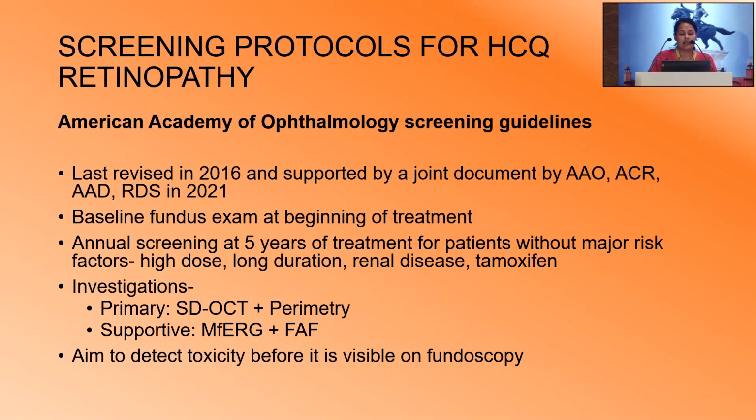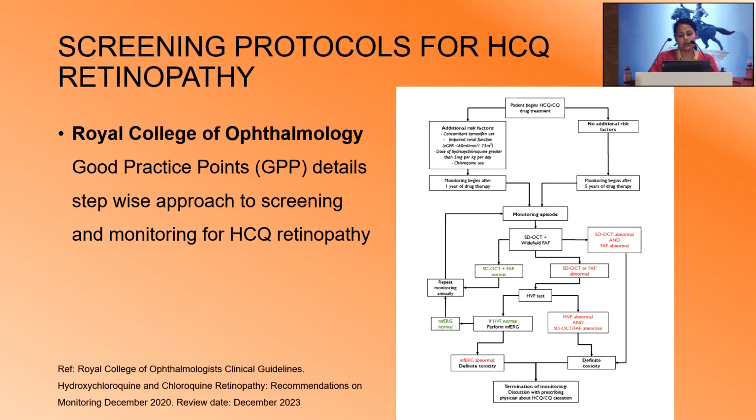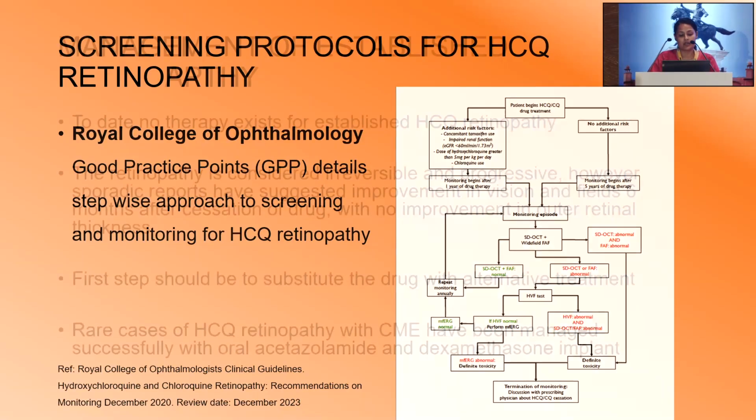The 2016 guidelines by the American Academy of Ophthalmology are currently followed worldwide. It recommends a baseline fundus examination before starting HCQ, followed by annual screening starting at 5 years of treatment. The Academy suggests OCT and perimetry as primary investigations with ERG and autofluorescence as supportive for diagnosis if available and required. The Royal College of Ophthalmologists differs slightly from the American Academy in its recommendations. It suggests the onset of screening based on risk factor profile and recommends OCT and autofluorescence as primary tests with perimetry and ERG to be used when both OCT and autofluorescence are not simultaneously positive.